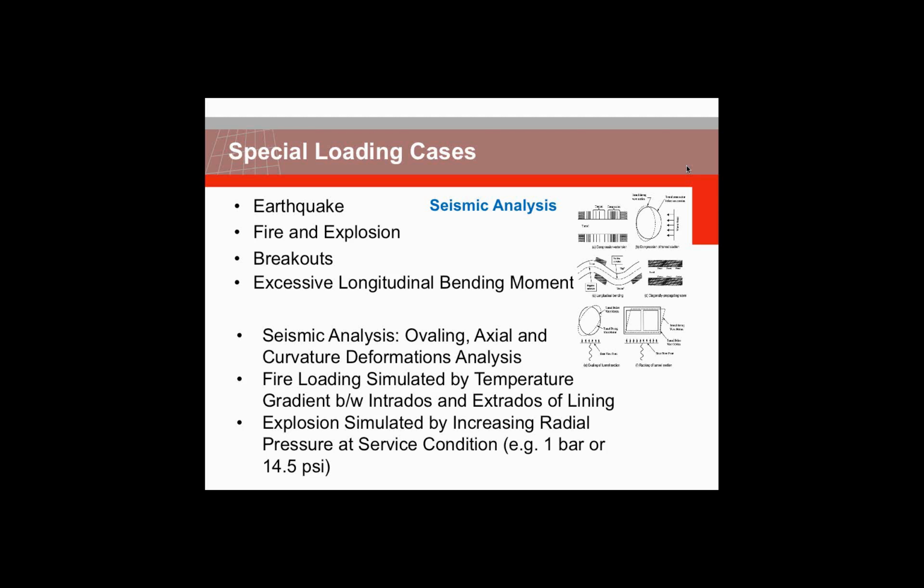And for example, for the case of fire load, we can simulate such a load case with a temperature gradient between the intrados and extrados of the lining. Also, it's very usual to explore by increasing radial pressure at the service condition. For example, if we have such radial pressure already for embedment loads, we can add another 1 bar or 3.5 psi to the radial pressure and rerun the analysis and then check the developed bending moment and axial forces.